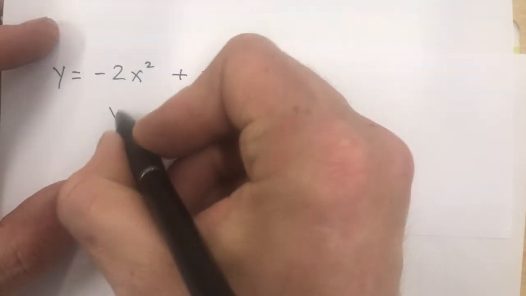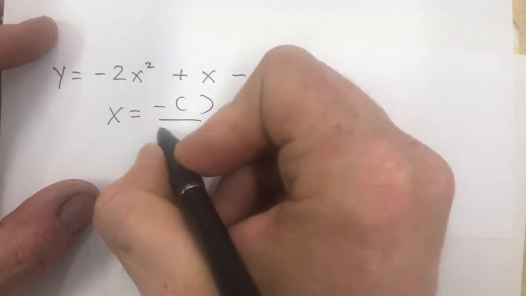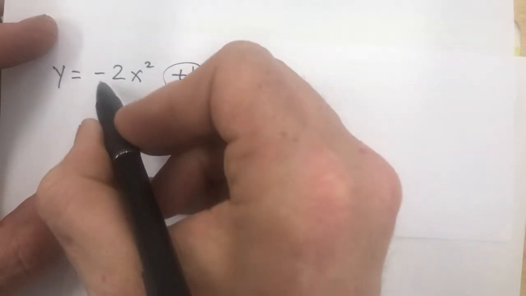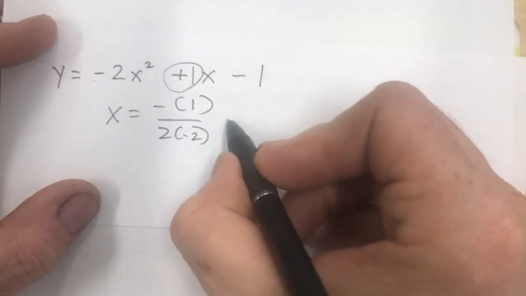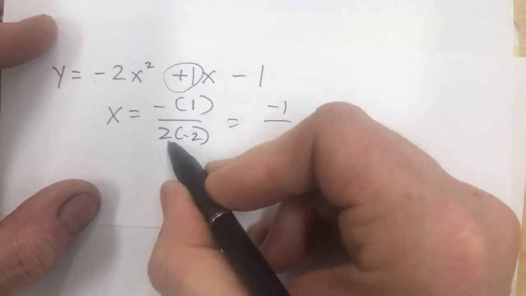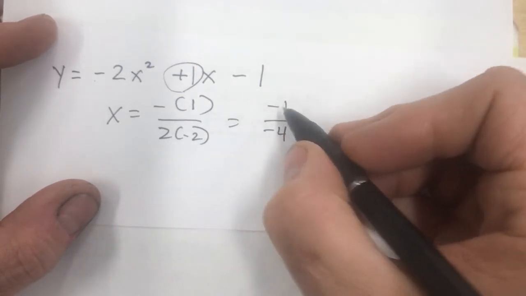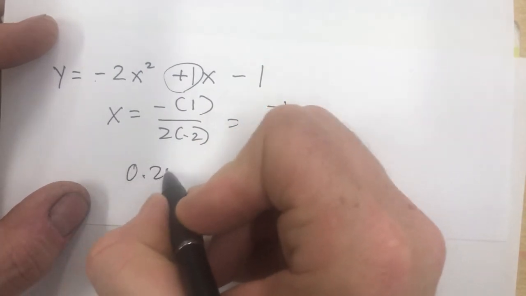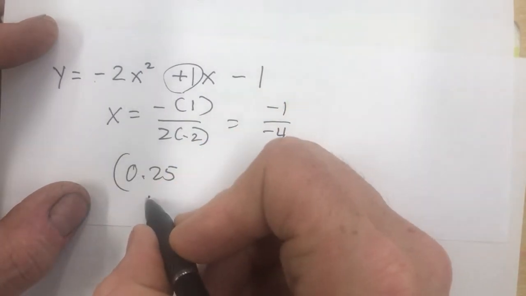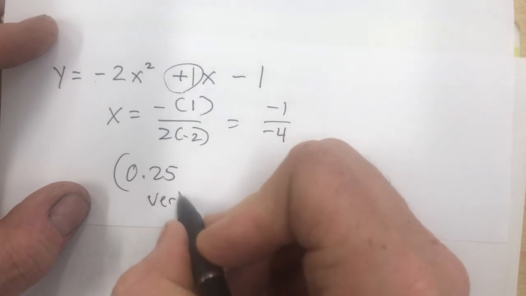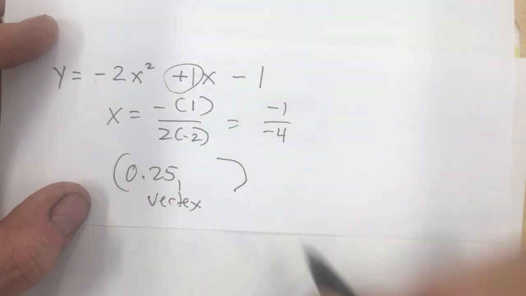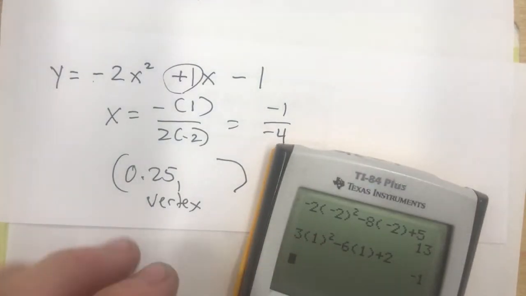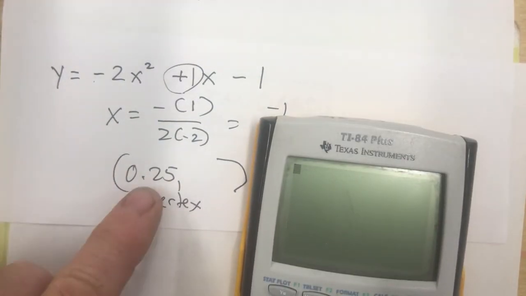So I'm going to do x equals -b over 2a. My b right there is a 1, and my a over here is -2. So I'm going to have -1 over -4. If I divide that, I get 0.25. That's my axis of symmetry, which means my vertex is going to be this. I should have drawn that bigger, because I think it's going to be a decimal. So we put that in.